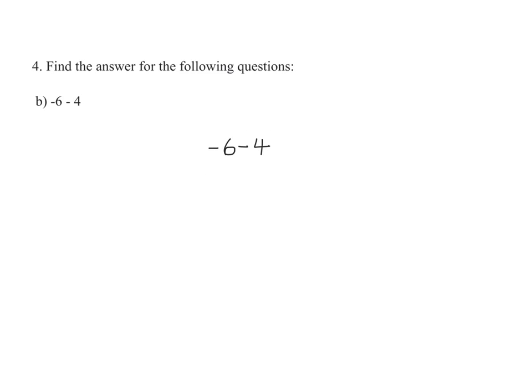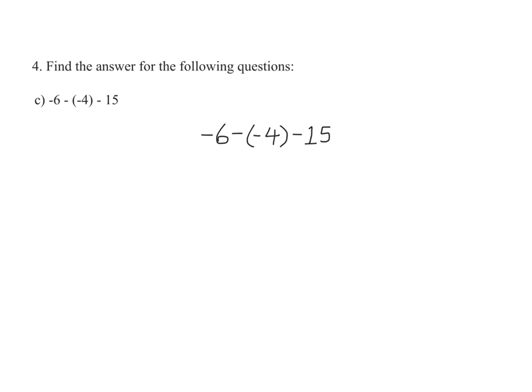For B, -6 minus 4. Since we are subtracting a positive 4, it's going to be the same as adding the opposite of positive 4, which is -4. That is -6 plus the opposite of 4, which is -4. Now we use the rules for adding signed numbers, and -6 plus -4 is equal to -10.